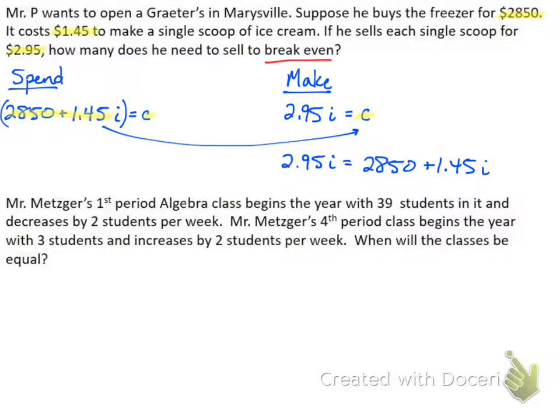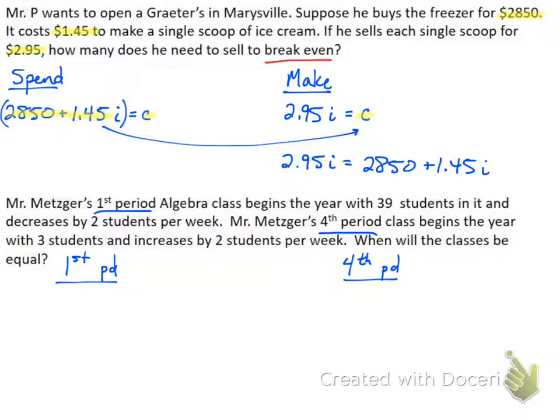And so again, this one's a little bit different. It's not a break-even problem. We're trying to figure out when our classes are going to be equal to each other. And so this is where we kind of have to think about what 2 things we have to be able to write an equation with. So the 2 things that we actually have here is we have my first period class and we have my fourth period class. And so I'm going to write an equation that has to do with my first period, and I'm going to write an equation that has to do with my fourth period.